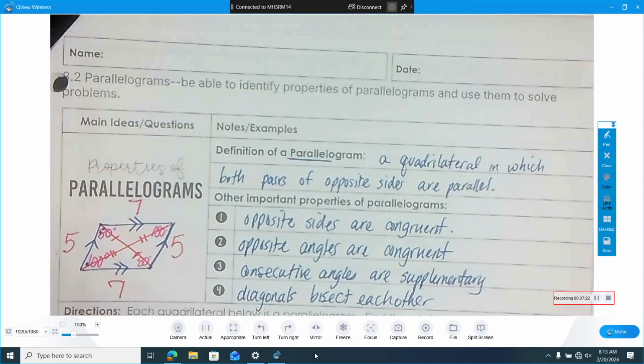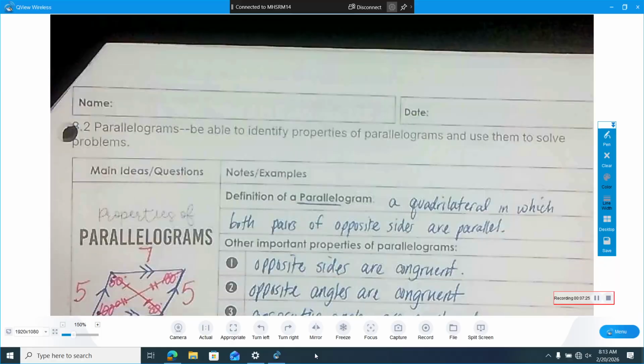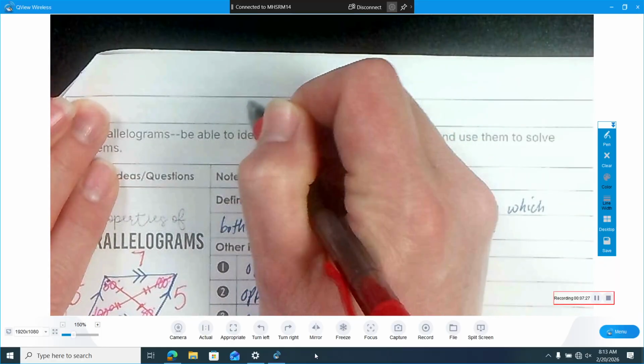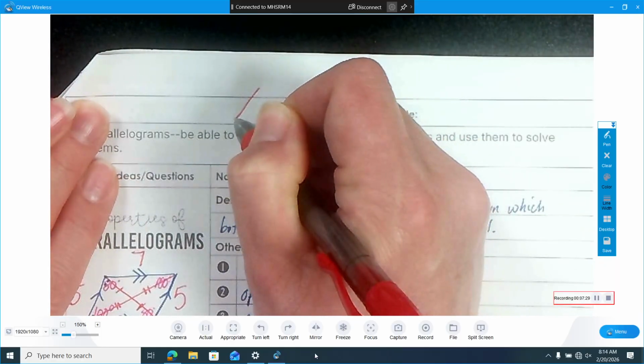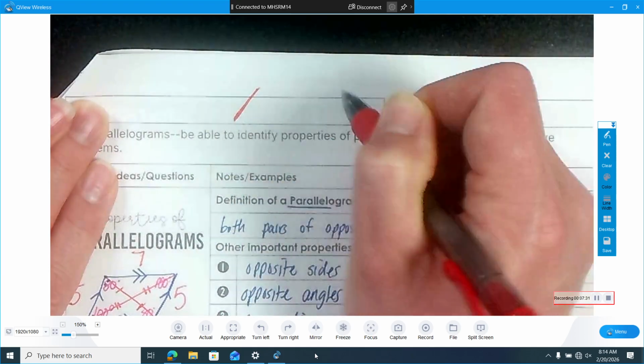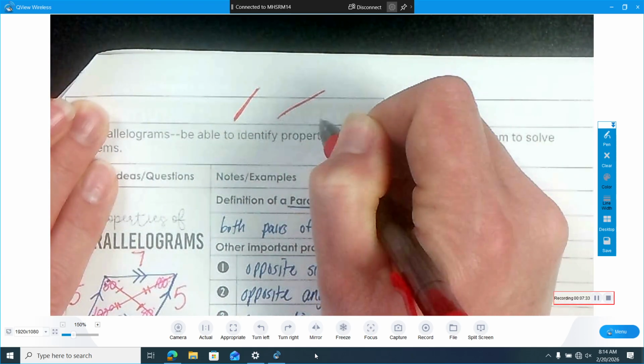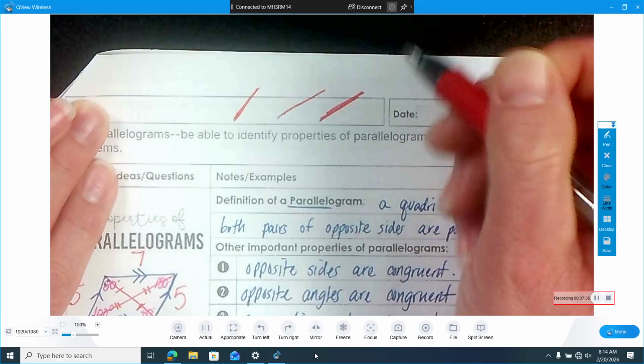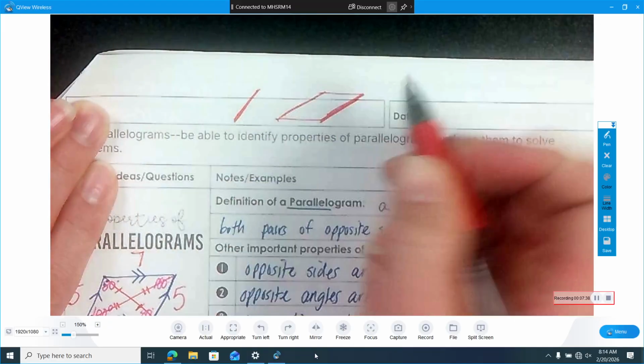Are they the same length? No, absolutely not. And in fact, you can draw a parallelogram where it's very obvious. Let me see. Here we go. I'm going to draw a very obvious example where the diagonals are not the same length.